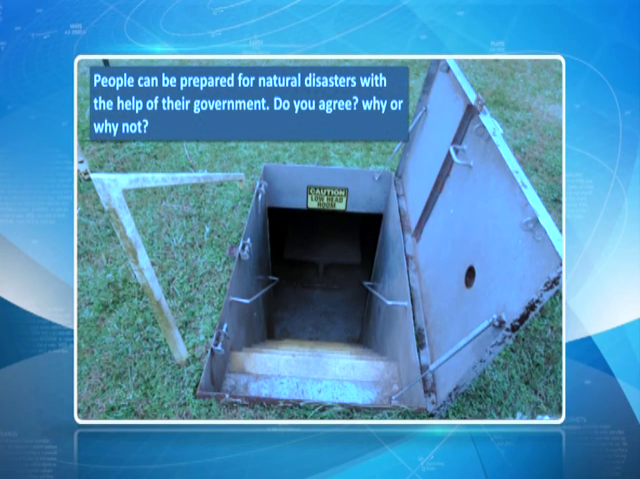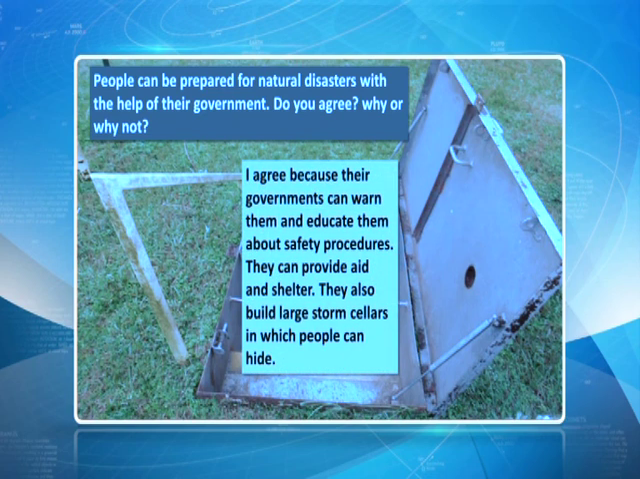Let's read our final question, which is, people can be prepared for natural disasters with the help of their government. Do you agree? Why or why not? Let's read the answer together. I agree because their governments can warn them and educate them about safety procedures. They can provide aid and shelter. They also build large storm cellars in which people can hide.